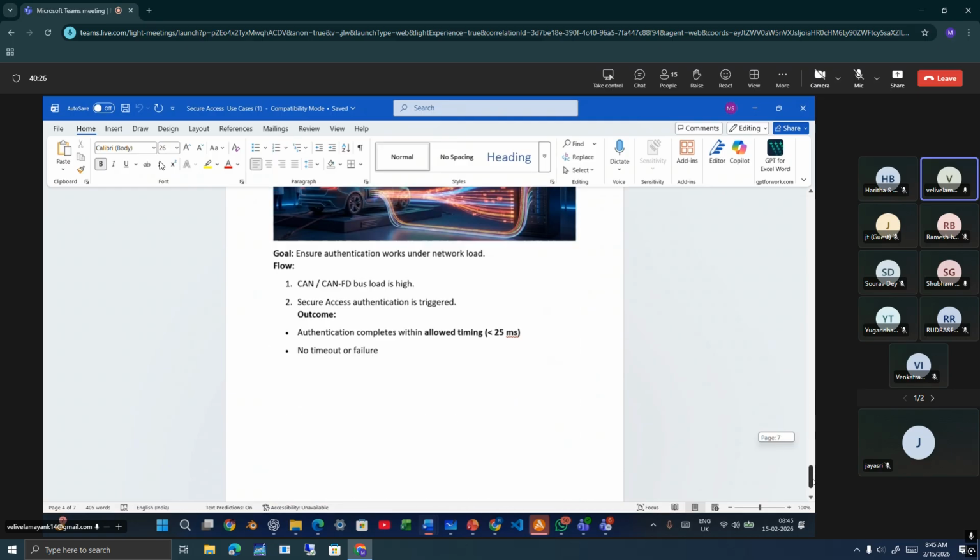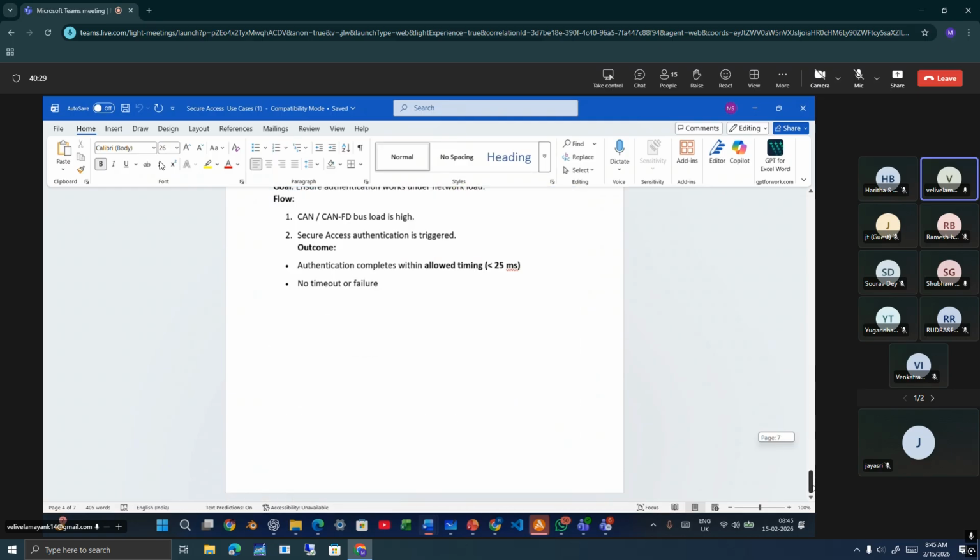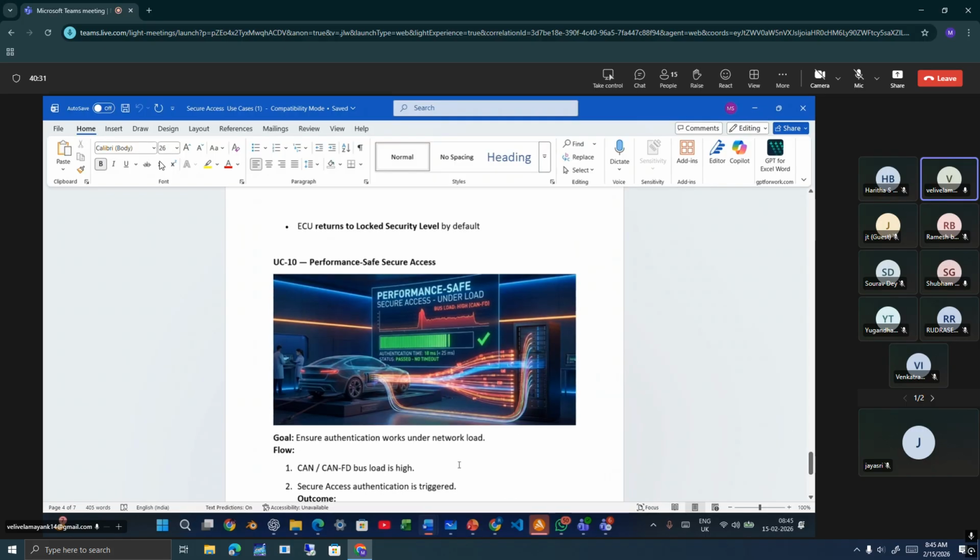Performance of safe secure access. It is a timing based thing. That means you are loading the bus, keep on flooding the messages. Someone tries to take a secure access, are you allowing or not allowing? When is your peak load? You are not at all allowing. These all are the top 10 use cases for secure access.